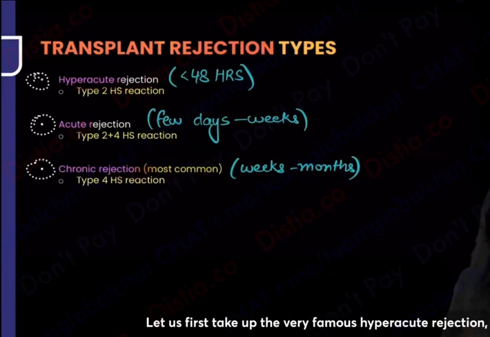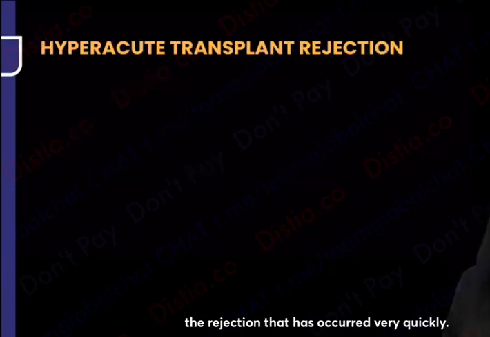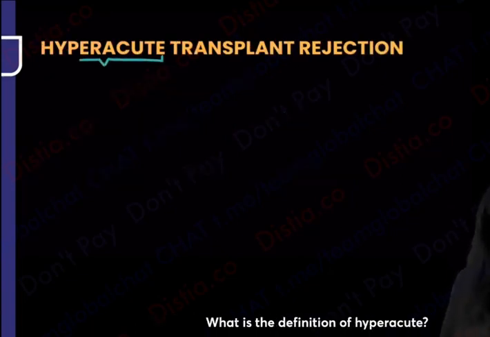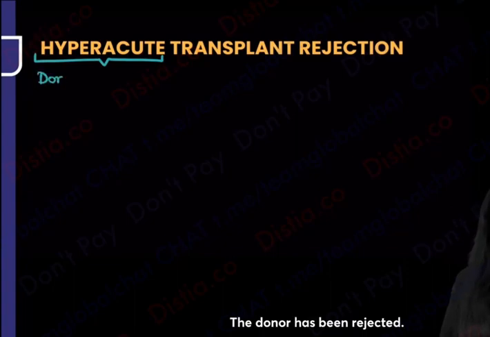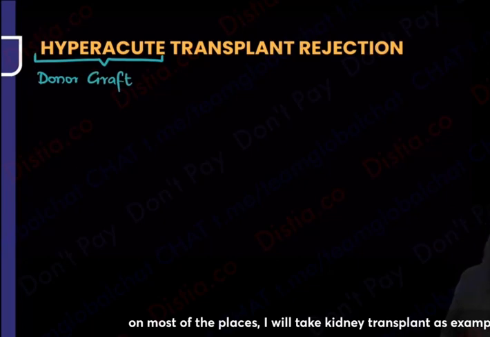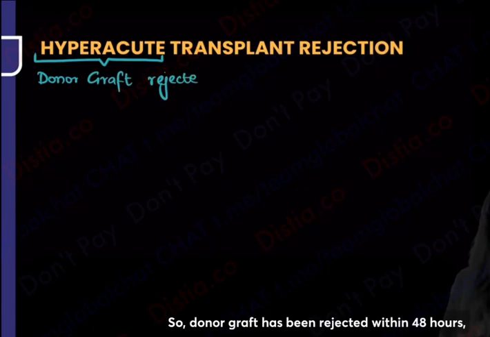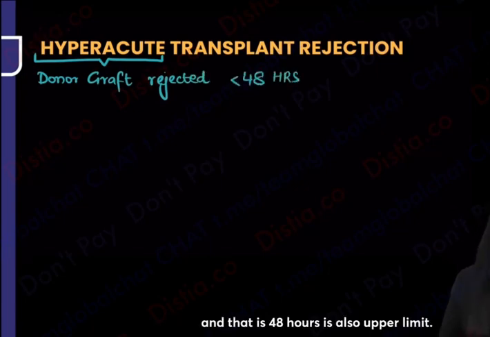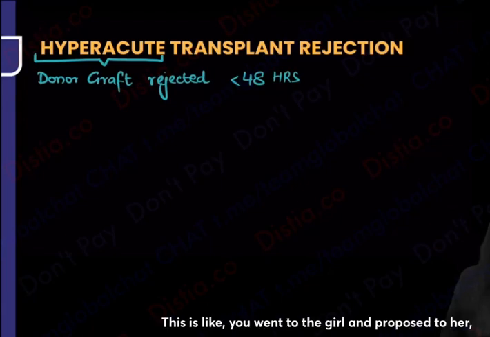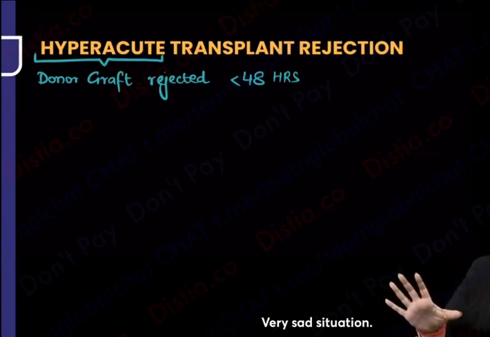Let us first, guys, take up the very famous hyperacute rejection, the rejection that has occurred very quickly. What did I tell you? What is the definition of hyperacute? The donor kidney or donor graft, and most of the time I'll take the kidney transplant as an example, okay? So the donor graft has been rejected within 48 hours, and 48 hours is also the upper limit. This is like you went to the girl and proposed to her, and she has rejected you on your face. Very sad situation.